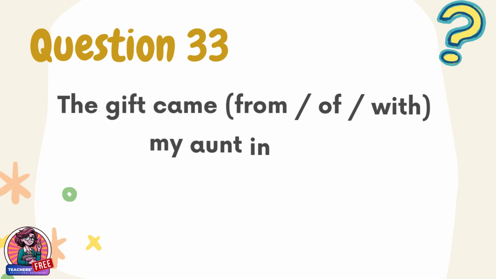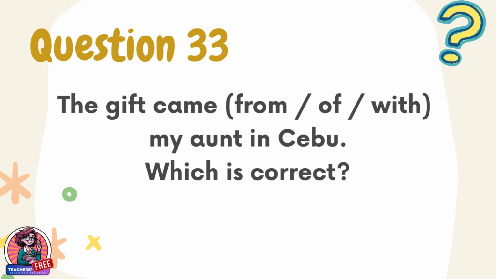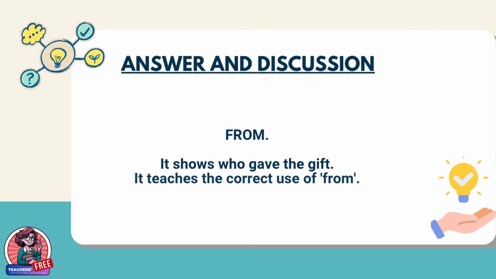Question 33. The gift came from, of, with my aunt in Cebu. Which is correct? Answer: from. It shows who gave the gift. It teaches the correct use of from.